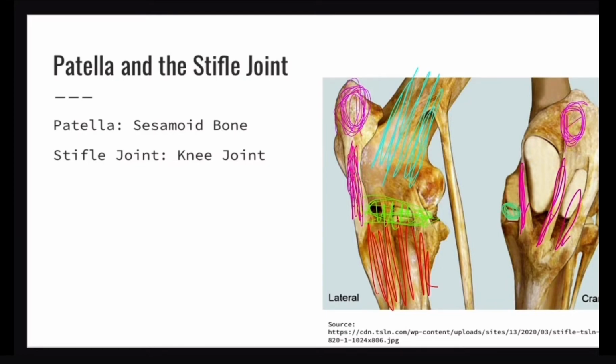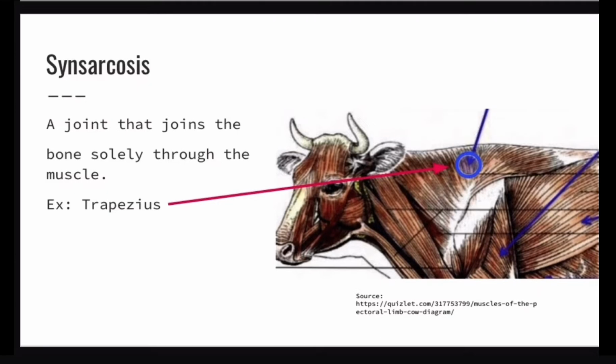cushioning. A synsarcosis joint is a type of connection between bones that is solely muscle. The trapezius is an example as it joins the scapula to the ligaments of the dorsal midline. This provides structure to the forelimb by joining it to the body. The trapezius is right here. And the scapula would be here.